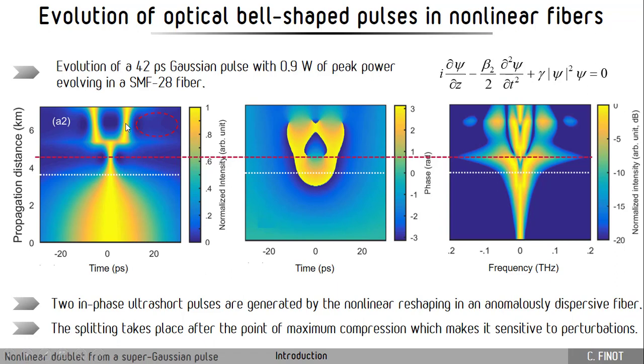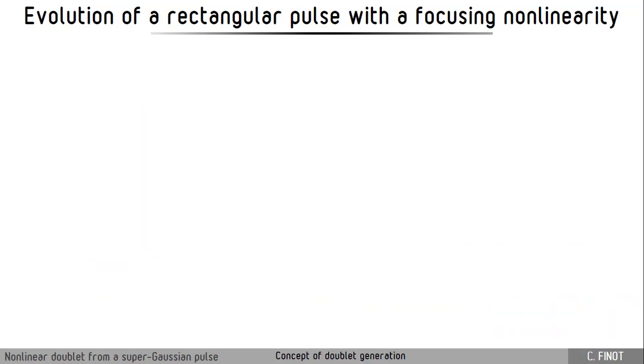So what we wanted to investigate is if there are other ways, by just playing with the initial condition, to have something that is very stable and that is without any pedestal. To do this, we have chosen to study what happens if we choose as a starting point a rectangular pulse or a super-Gaussian pulse, in other words, a pulse which has a flat top.